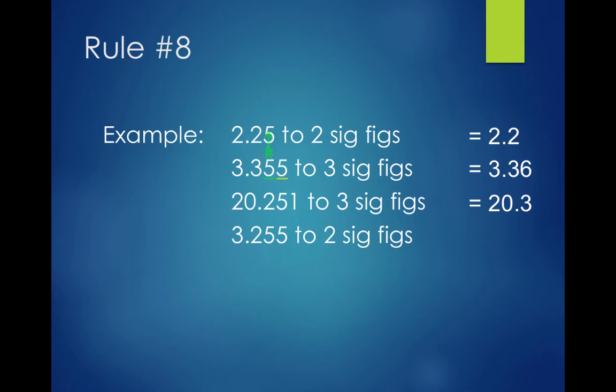The third one rounds to 20.3. There is some confusion because the key digit seems to be 5, but the actual key digit is 51. So as a result, the even number 2 rounds up to 3, 20.3. The fourth one follows the same rule as above. The answer is 3.3. The key digit looks to be 5, but the actual value of the key digit is 55. So the even number 2 rounds up to 3.3.